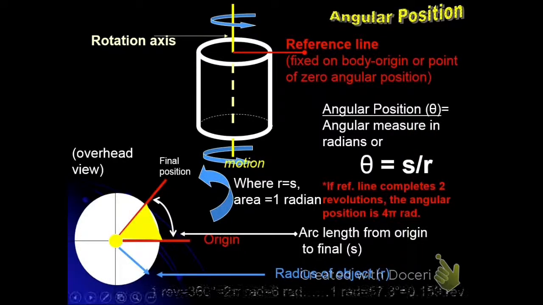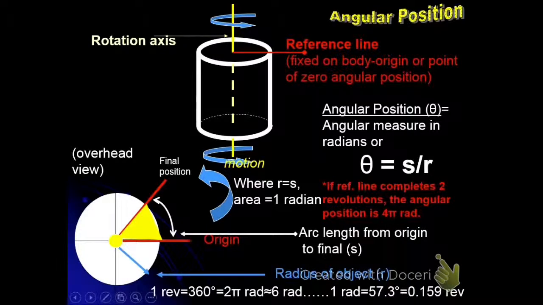We can then set up some definitions, right? A full revolution going all the way around, we know that's 360 degrees, right? That's also 2 pi radians. We can also then solve for 1 radian. We can say that 1 radian is 57.3 degrees, which is 0.15 revolutions. These are some very common conversions you're going to want, so you might want to jot them down on your equation card.